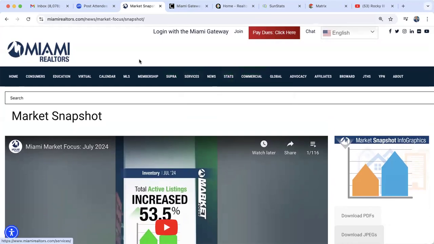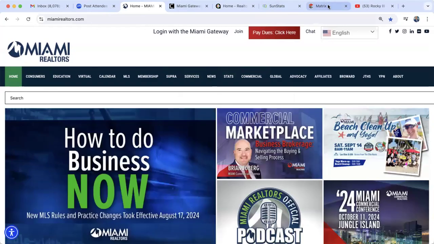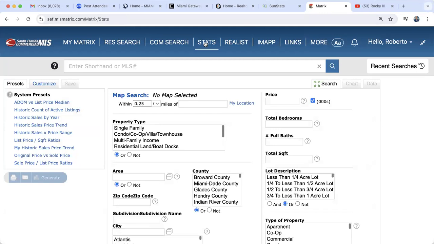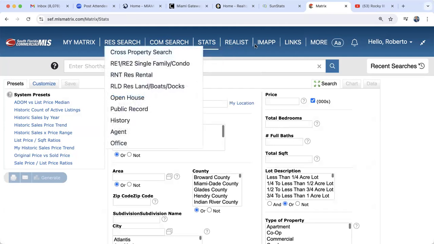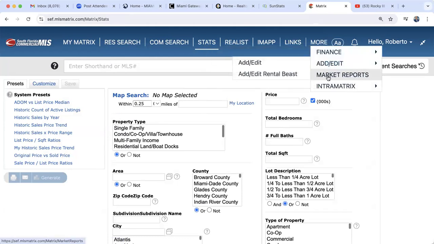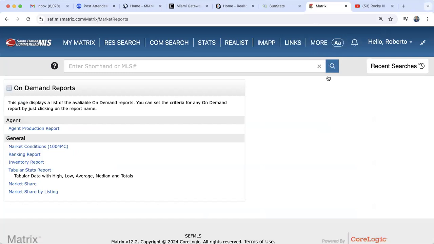All right. So now let's jump into Matrix, guys, because the majority of this class is going to be spent inside of the MLS. So here we are inside of the MLS. We're going to go ahead and click on stats up here. And let's show you how to determine the market inventory, or the inventory analysis, for any market in all of South Florida. So for that, actually, let's jump into that market inventory report. Of course, I clicked on stats. Let's go to more and let's go to market reports. My apologies. So let's go to more market reports.